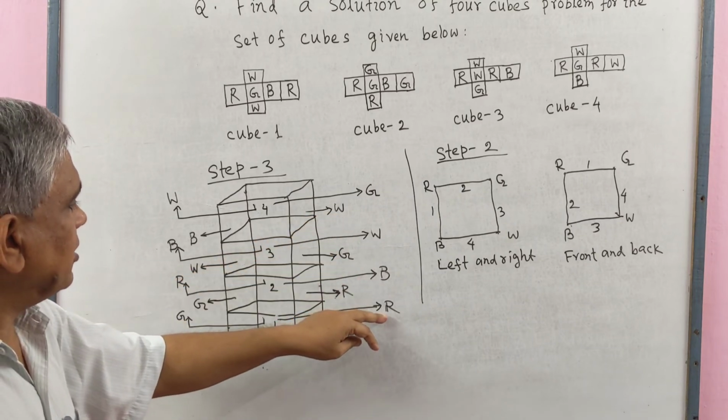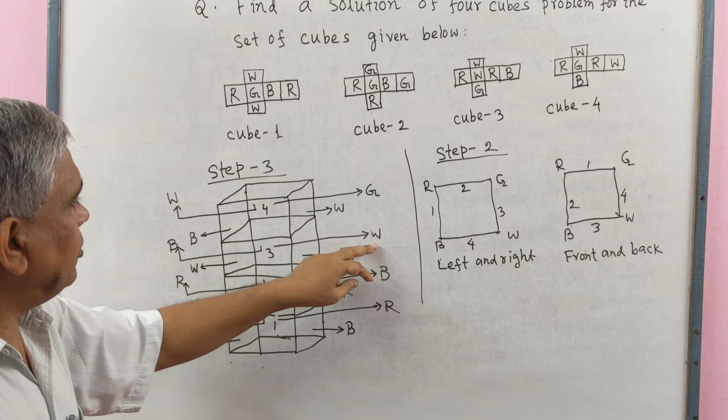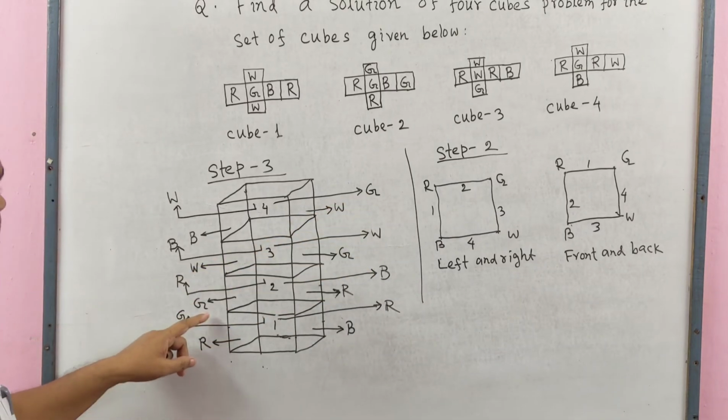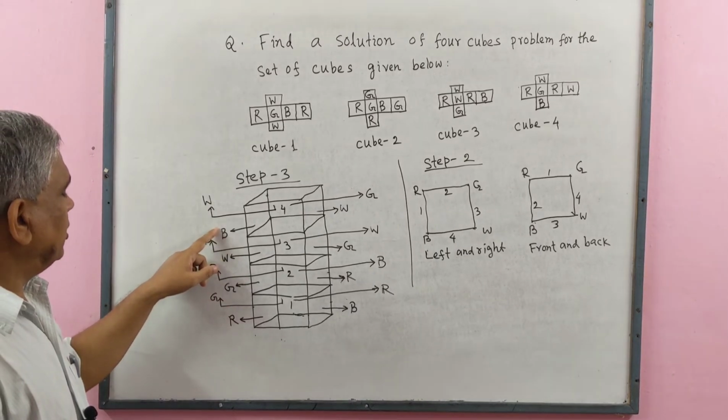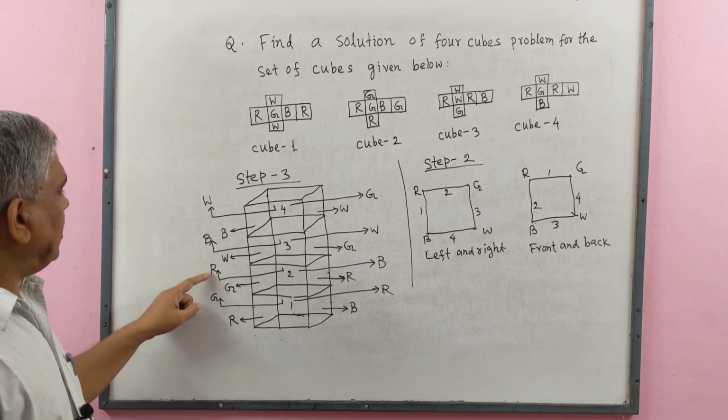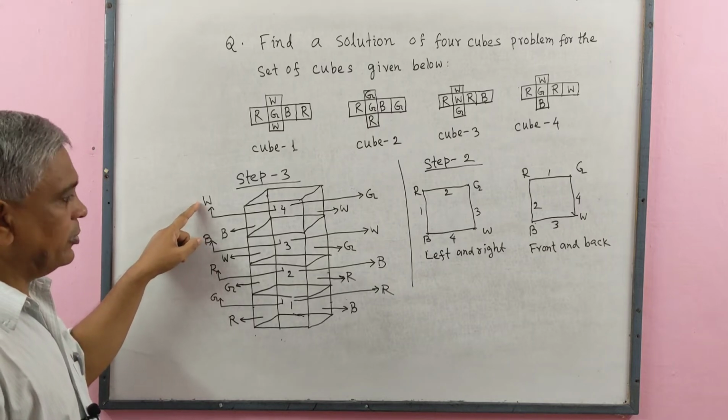Here we see that in the right face, B, R, G, W, different colors. In the front face, R, B, G, W, different colors. Here the left face, R, G, W, B, different colors. In the back face, G, R, B, W, different colors.